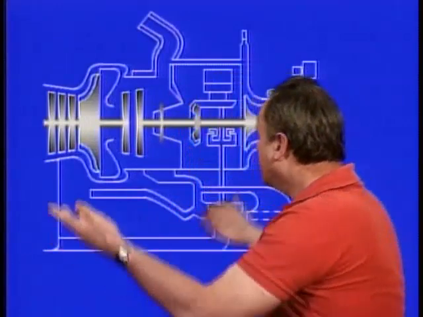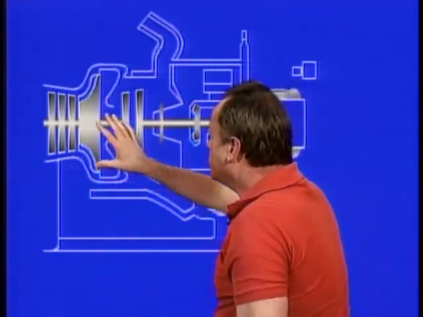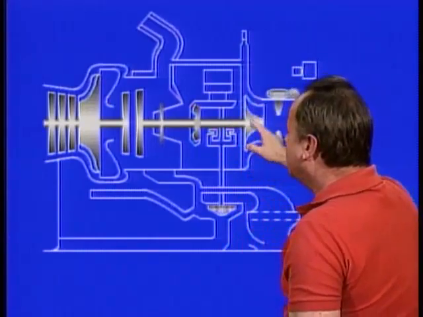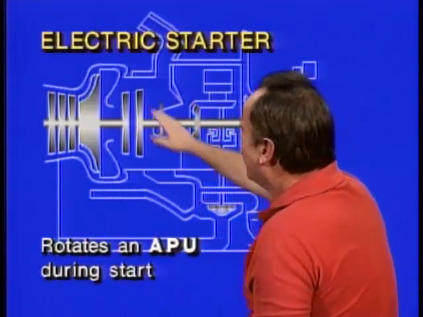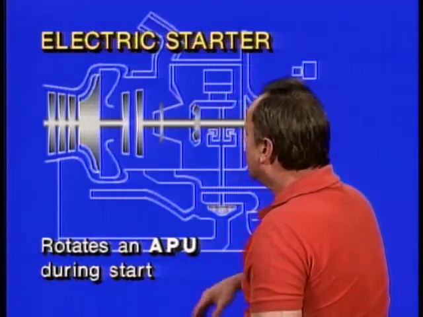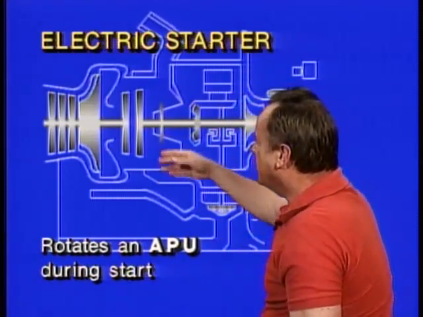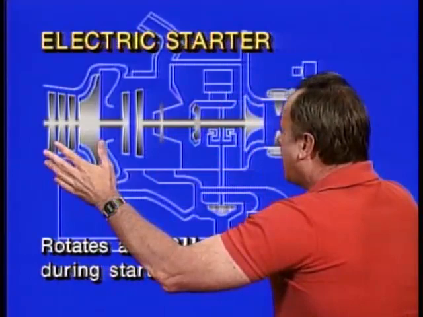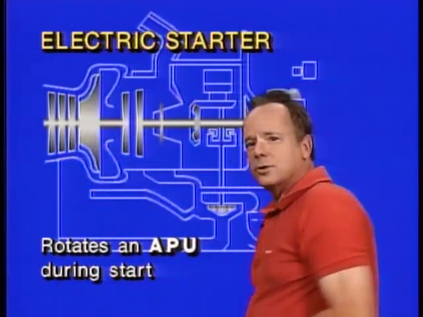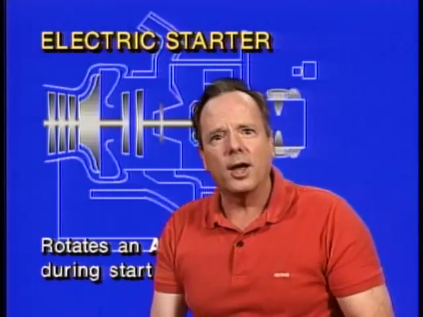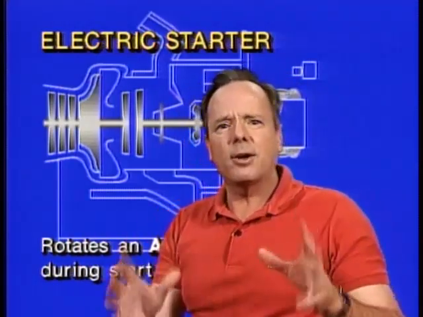Now, let's go back to this APU and talk about it. First of all, you use the bleed air from the APU to start the main engines. How do you start the APU? The answer is you use an electric starter. An electric starter normally is what's used. It rotates the APU during the start. And remember, the APU is a much smaller engine than a main engine, so you can do it without pulling that much electrical power. You have a battery for it.